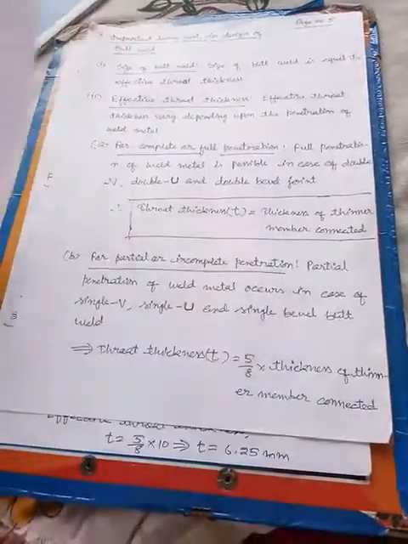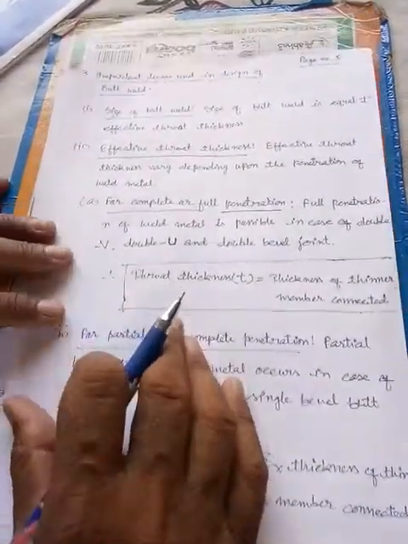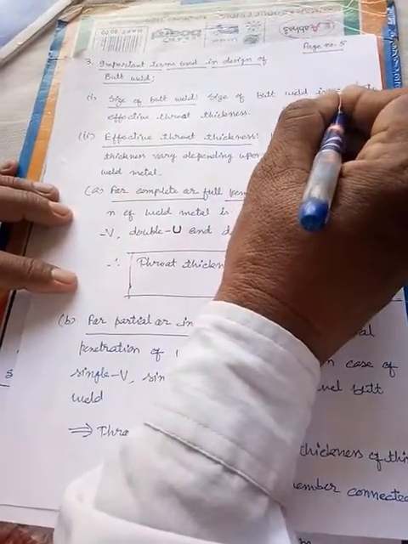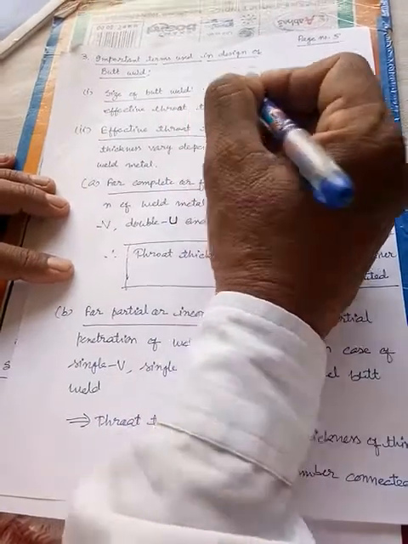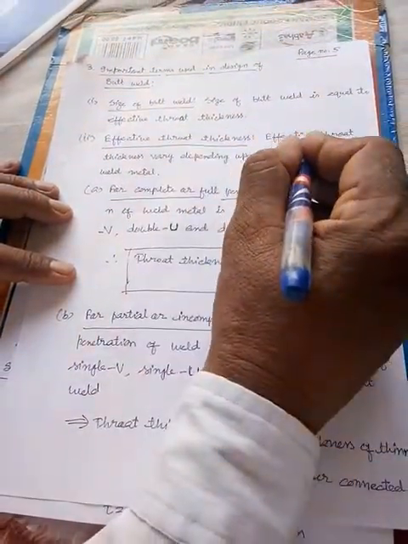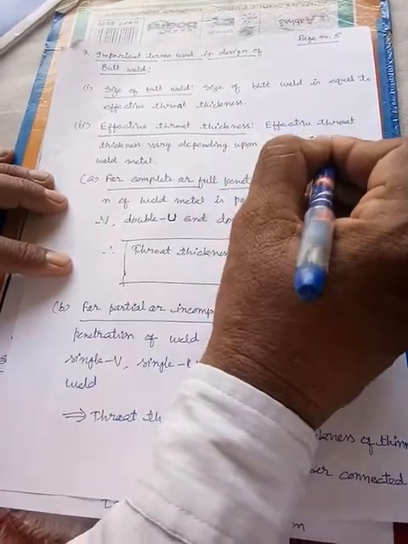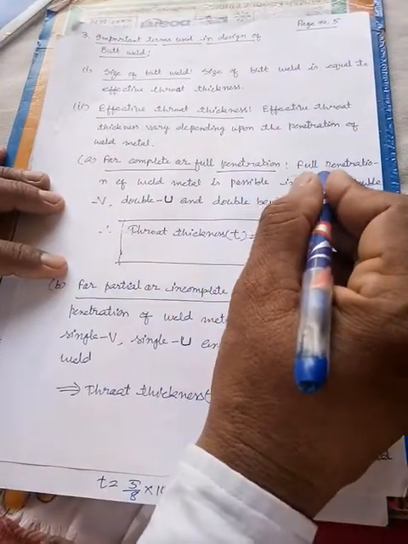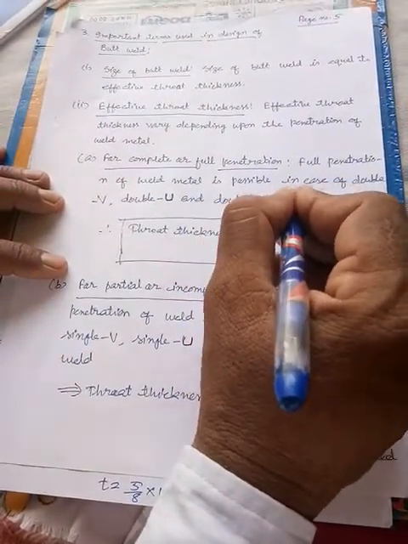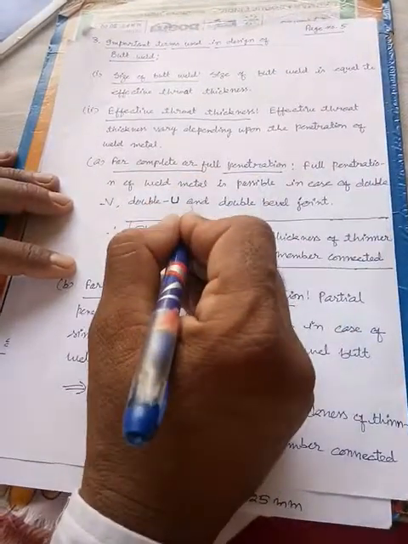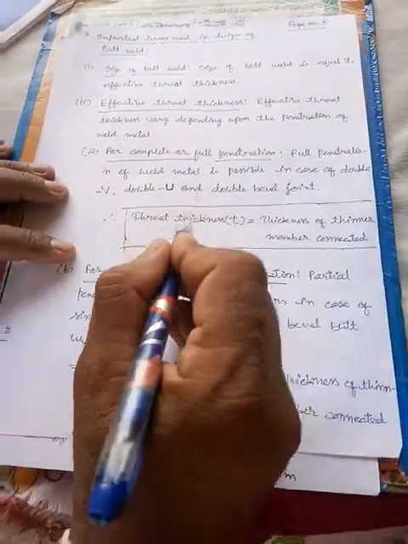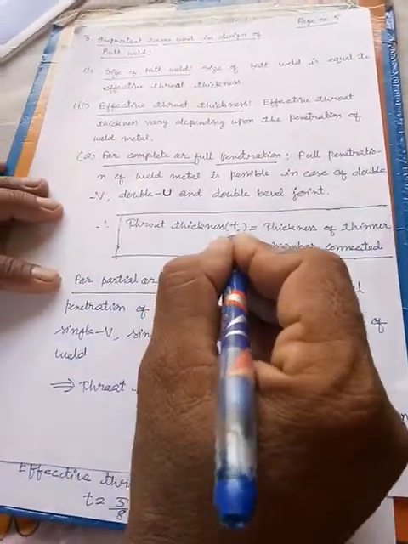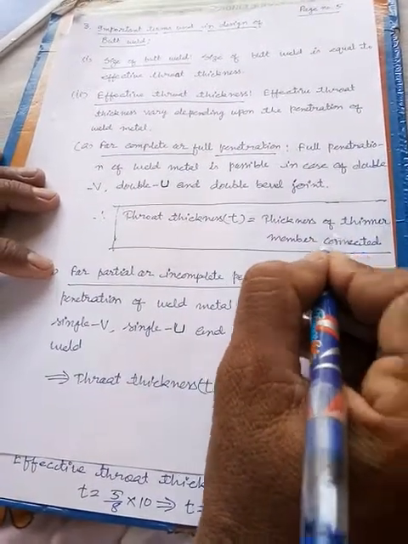So then important terms used in the design of butt weld. So first is size of butt weld. Size of butt weld is equal to effective throat thickness. So then effective throat thickness depends upon the penetration of weld metal. So for complete penetration or full penetration, full penetration of weld metal is possible in case of double V, double U, and double bevel butt weld. So in case of complete penetration or full penetration, effective throat thickness T is equal to thickness of thinner member being connected.